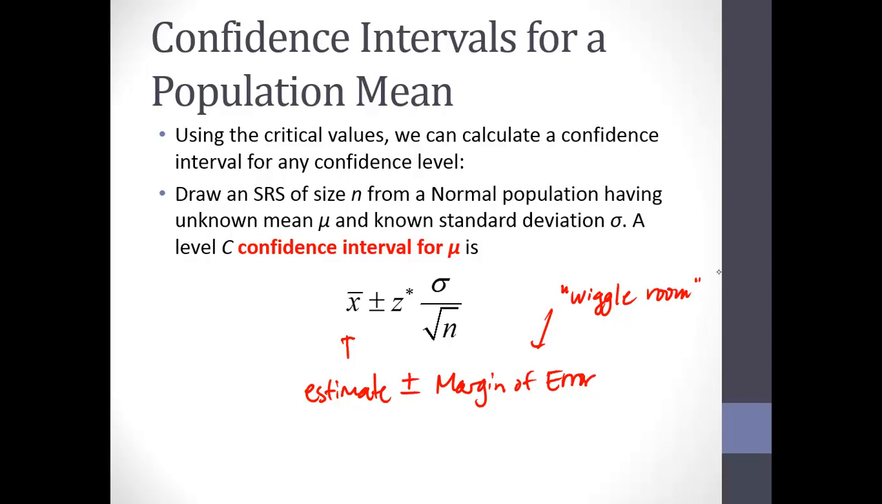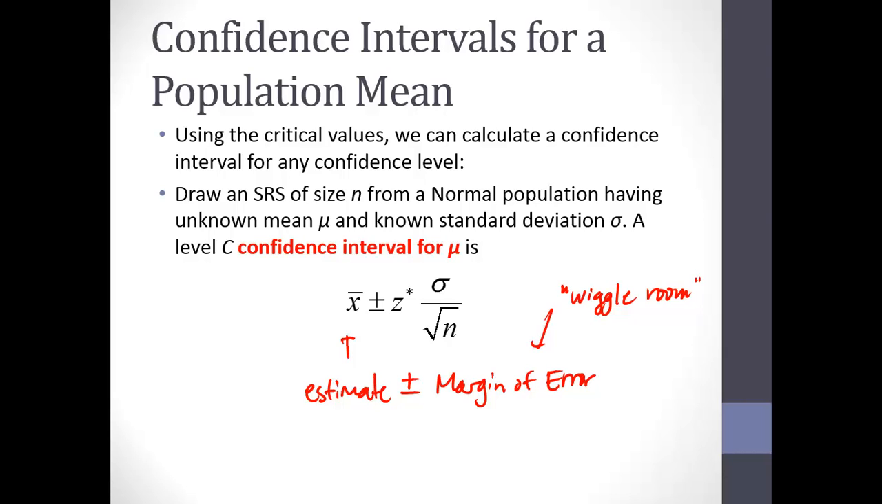That's our wiggle room, right? So instead of giving just a single number x bar, we're going to give an interval, a range of values, and here's what that range of values is. We're going to take our estimate, then add and subtract something onto it to give ourselves a better estimate of what the population mean might actually be. So that's the formula that you want to start putting into your brain.